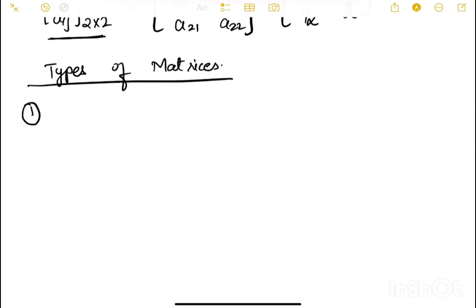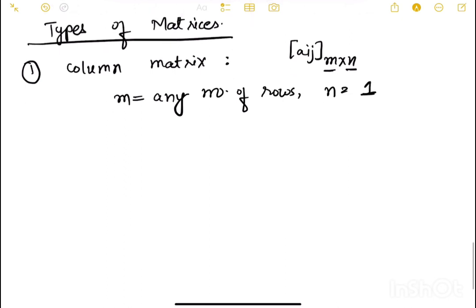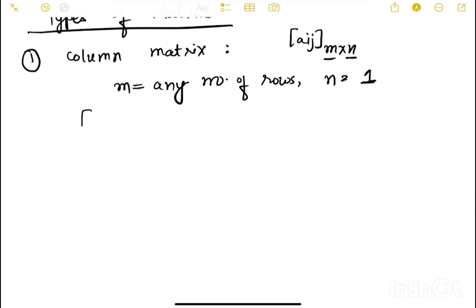So the first and foremost is the column matrix. Now what do we mean by a column matrix? We know that every matrix has an order m cross n, where m is the number of rows and n is the number of columns. In a column matrix, the number of rows can be any number, and the number of columns will always be 1. Now what do I mean by that? I will just give you an example.